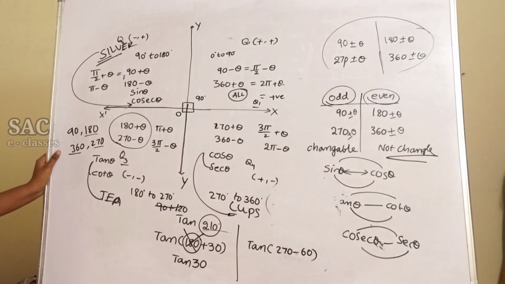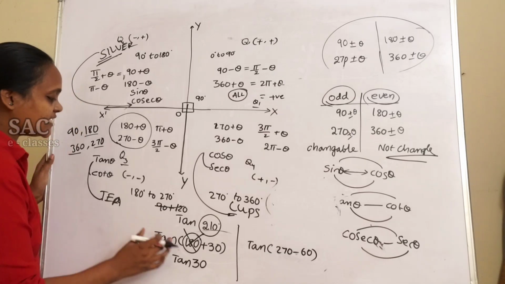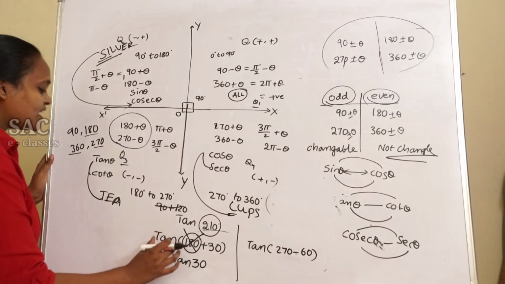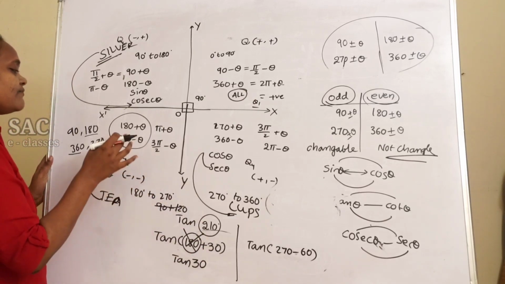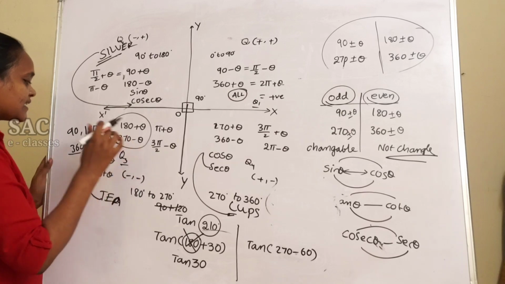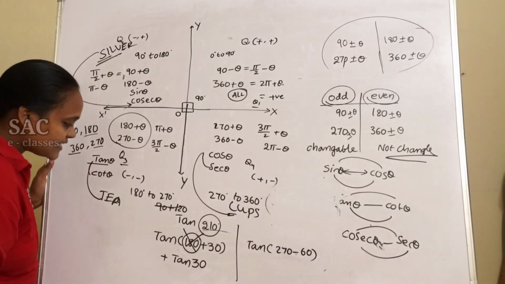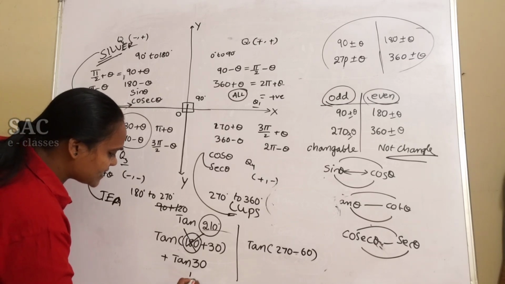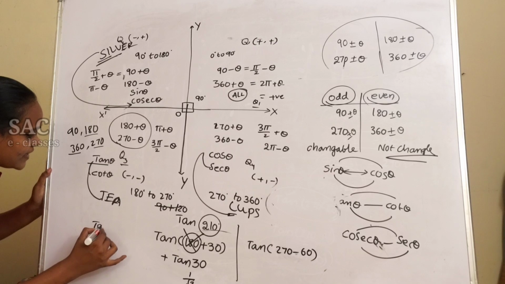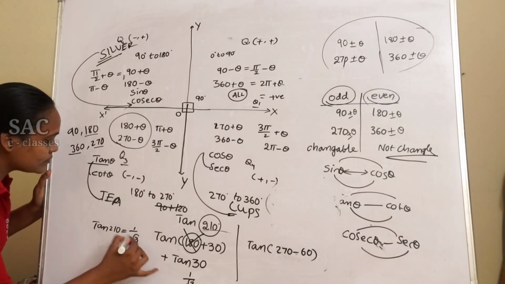That's it. But observe that tan 210 degrees, which is 180 plus theta, is in which quadrant? The third quadrant. In the third quadrant, tan is positive. Then plus tan 30. We know the tan 30 value is 1 by root 3. So tan 210 degrees is also equal to 1 by root 3.